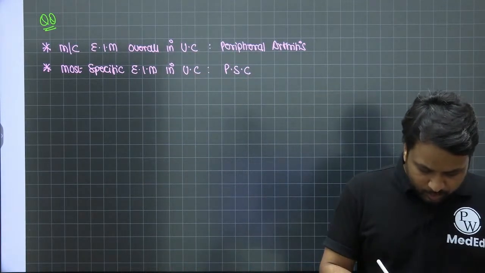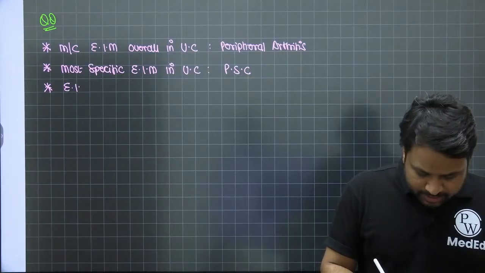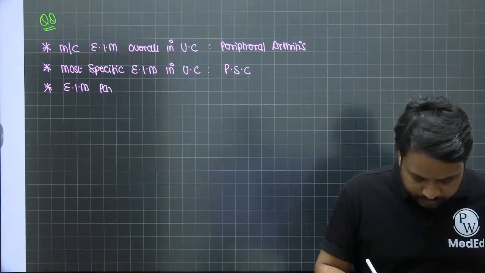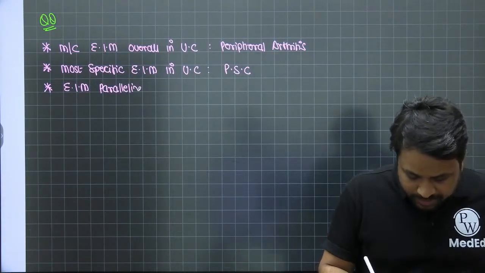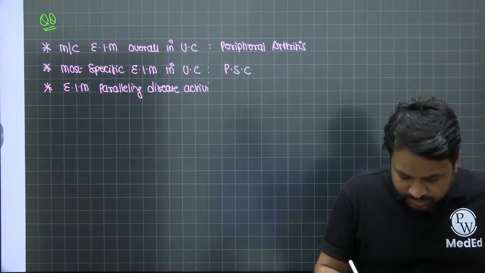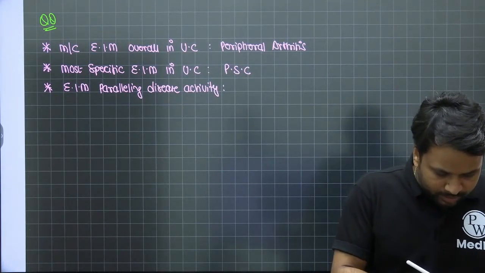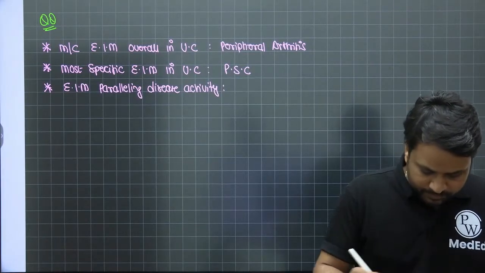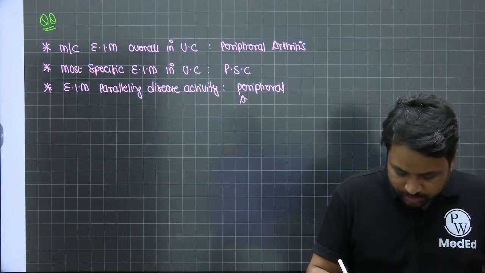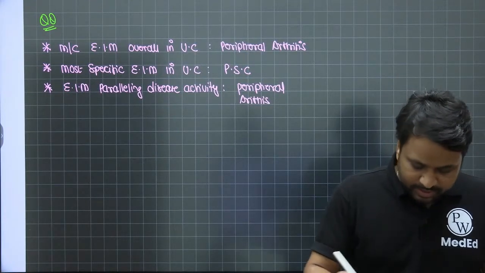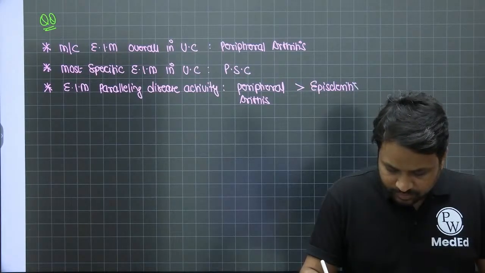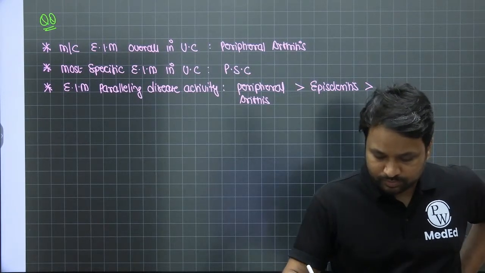Right? Now, another important question is which extra-intestinal manifestation parallels the disease activity, that is, runs along with the disease. The answer is going to be peripheral arthritis. So if you look at the order, number one is peripheral arthritis. Then you have episcleritis. And if not, then you have erythema nodosum.